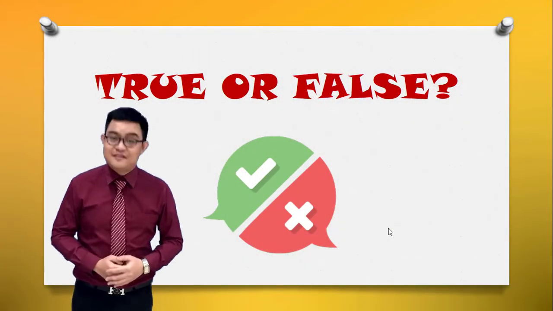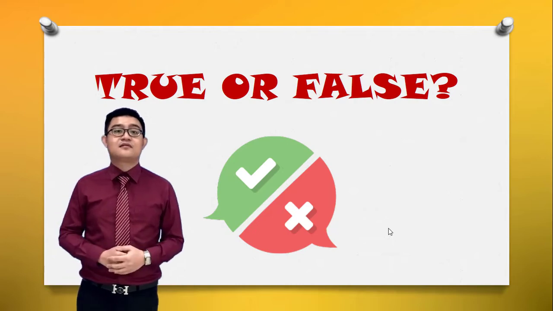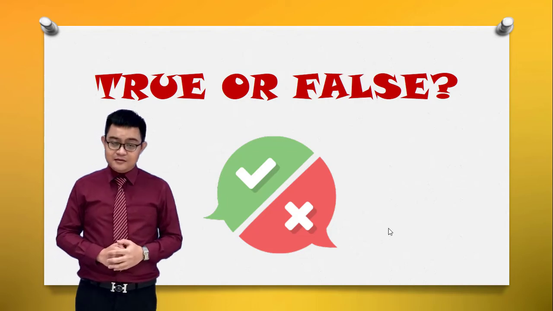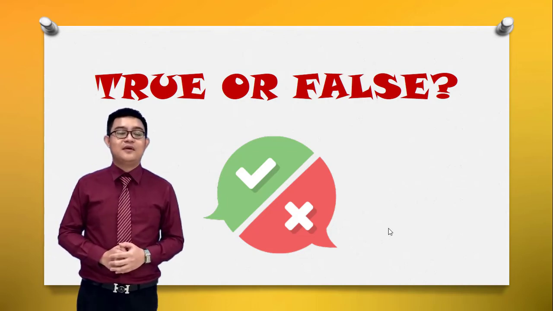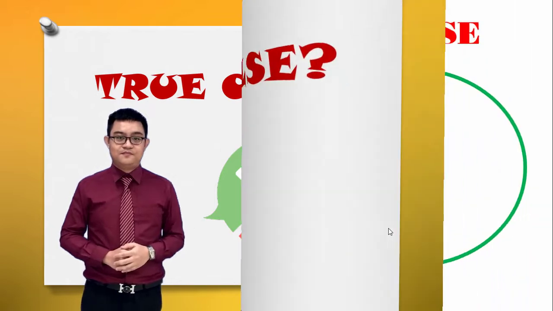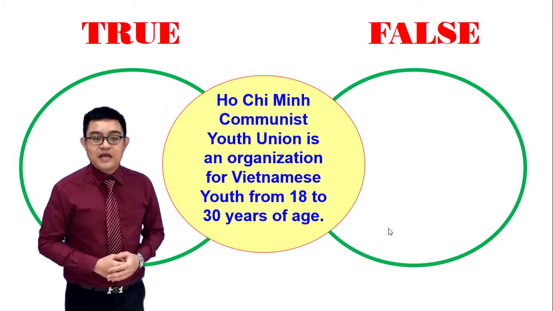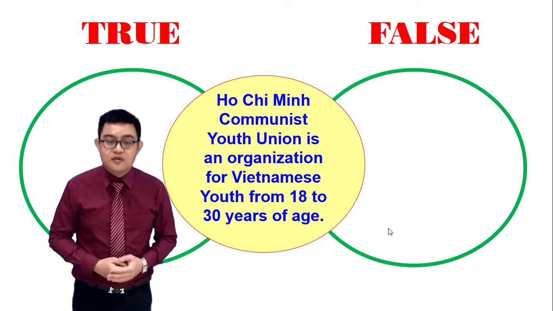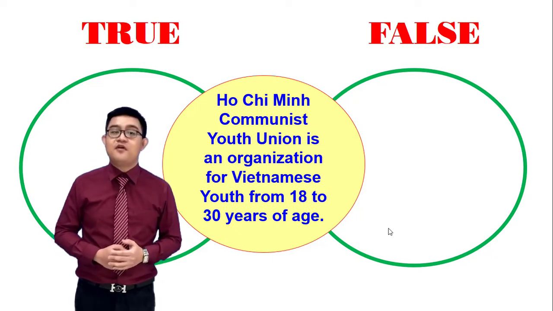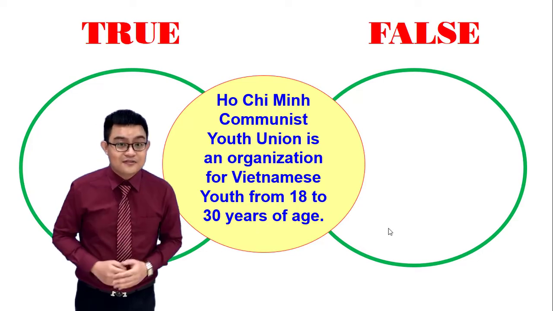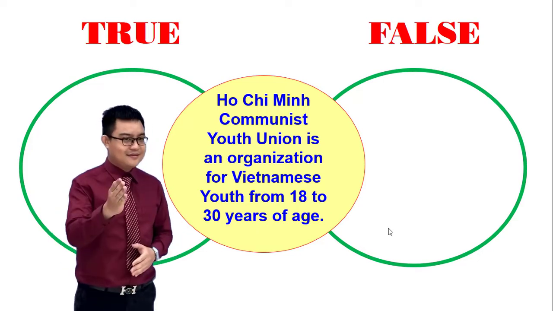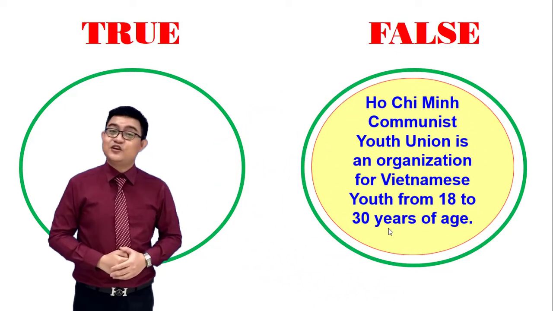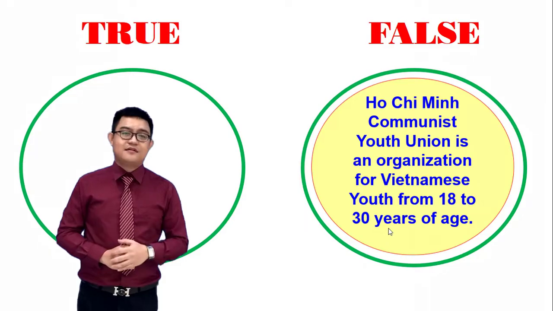Let's move on to the next activity. We have some true-false statements. Now, have a look at the statement and tell me, is it true or false? First one: Ho Chi Minh Communist Youth Union is an organization for Vietnamese youth from 18 to 30 years of age. True or false? It's false. Congratulations. Very good. Next statement.